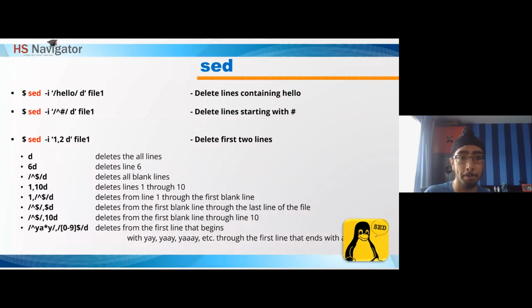You can do stuff like delete lines that have the word hello. So you can search for hello, and then delete lines in file one that have that word. You can delete lines starting with a number or with the pound sign, which you escape. You can delete the first two lines in the file. And this is some of the stuff you can do. D deletes all the lines, 6D deletes line 6, and as you can see, it just gets more and more complicated, with really intricate find, replace, and delete operations you can do with this.